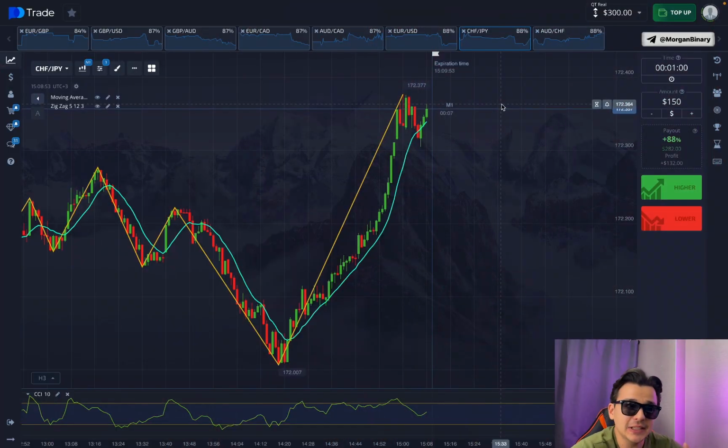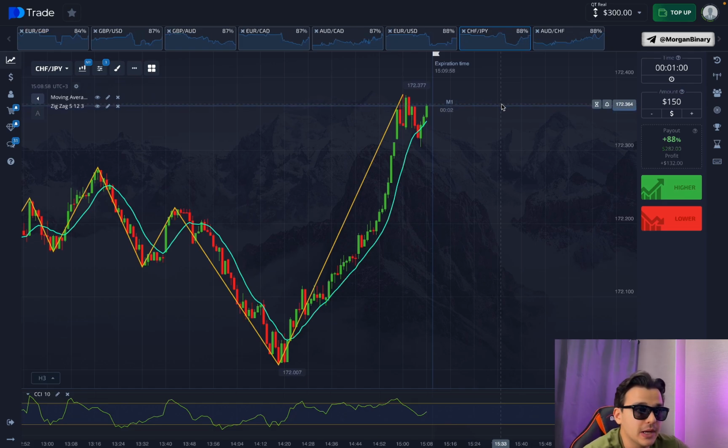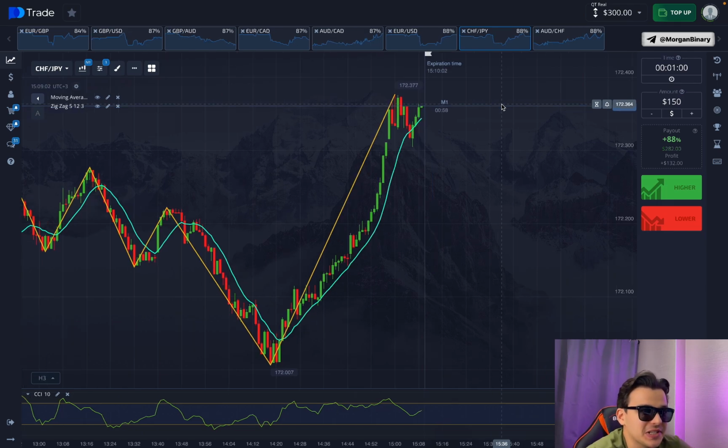So, let's get started with today's trading. I have already analyzed and selected all the currency pairs with the most optimal price movement and payout percentages. You can see them in front of you.